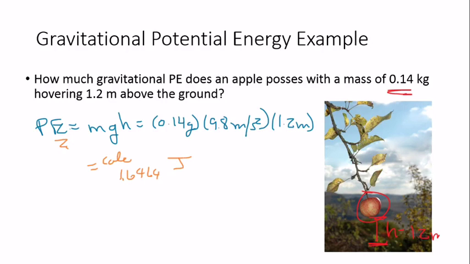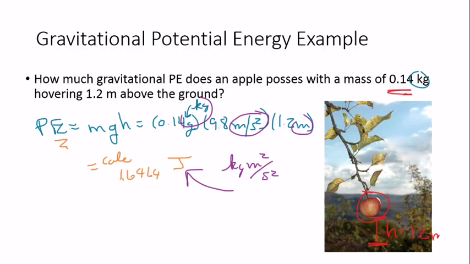Notice that if I want to, oops, now I noticed something. Do you see it too? This is kilograms. This should be kilograms. I caught that because notice that if I take these units, kilograms, meters per second squared, and meters, I get units of kilogram meters squared per second squared, which are joules.